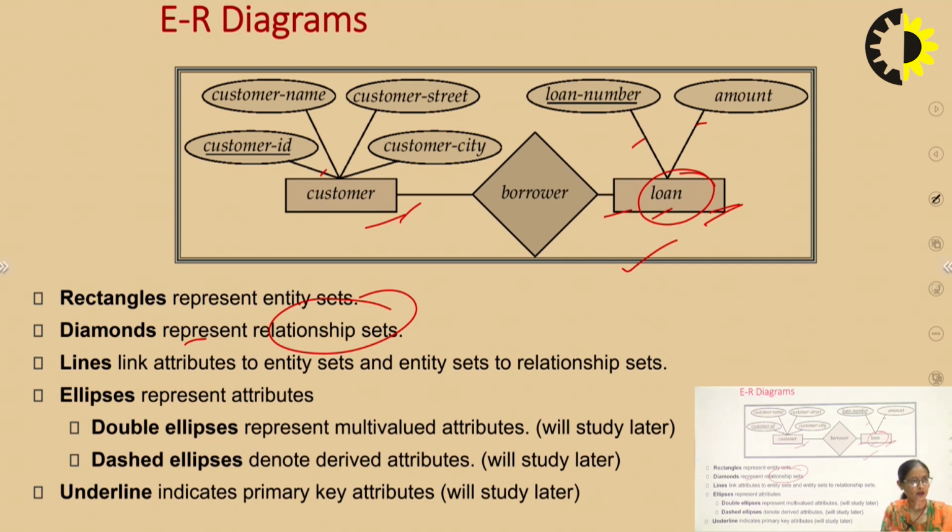We have two kinds of symbols in ellipse. One is a double and another is a single ellipse. The double ellipse generally represents a multi-valued attribute, which we will study later on. Similarly, we have another, a dashed ellipse, which denotes a derived attribute. And if we show an attribute with a single oval-shaped ellipse, then it is a simple or a normal attribute. If you look at the figure, a few of the attributes have been underlined.